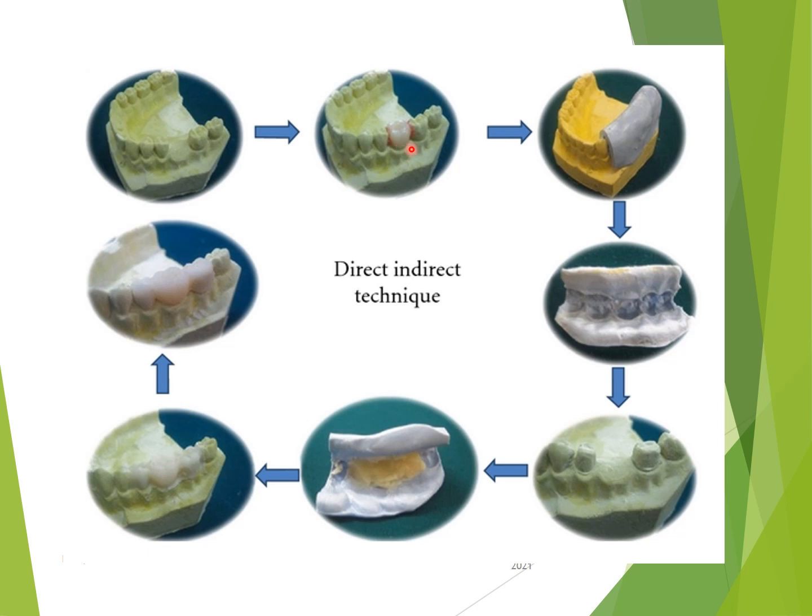You put a temporary teeth. You make a putty index. You can see the occlusal surface of the putty index. And now you load the temporary material. You place it, and now you can see that the restoration, the provisional restoration is ready. You trim it off, and then we can place it in the patient's mouth.